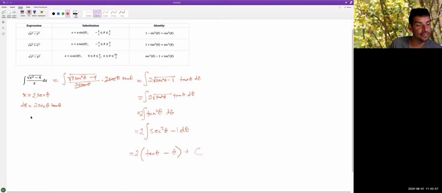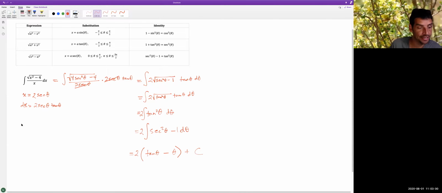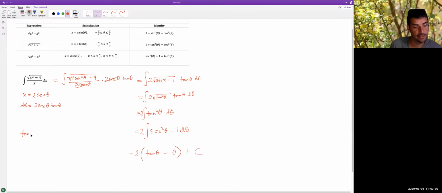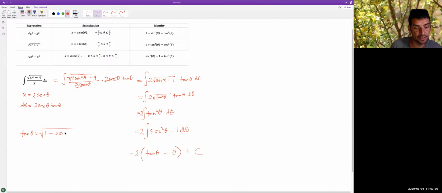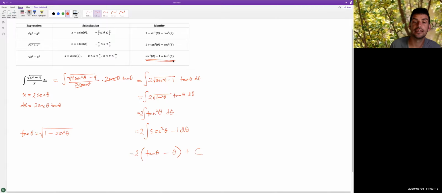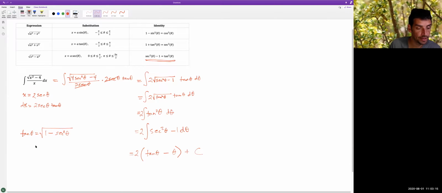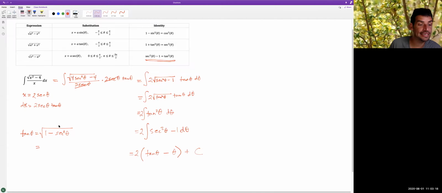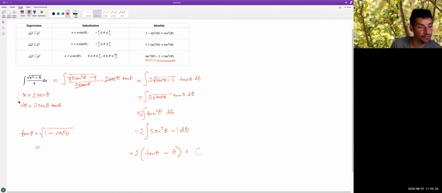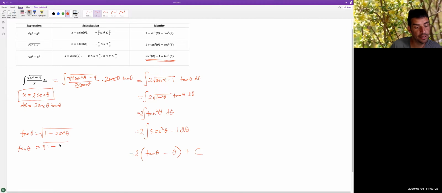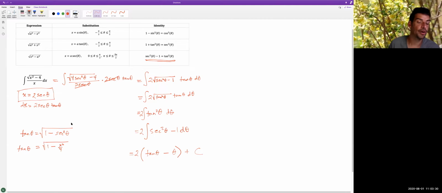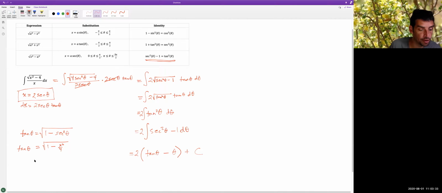So notice, for instance, that tangent theta is equal to the square root of secant squared theta minus 1, right? I'm just taking the square root of this identity up here. And we already know what secant is, looking at our first substitution: secant of theta is just x over 2. So we'll have the square root of x squared over 4 minus 1, right? Squaring x over 2 gives us x squared over 4.